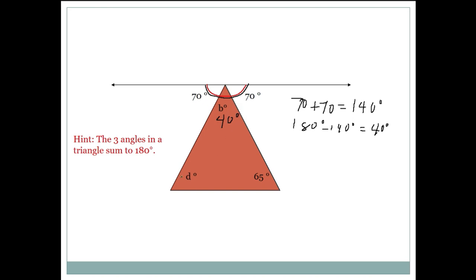Alright? So what should be the measure of angle D? So what we do, we could add these two. So 65 degrees plus 40 degrees would give you 105 degrees. Right?